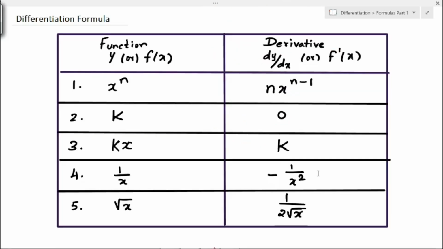Here we have learnt a few basic formulas of differentiation with simple examples. In my further videos, we will learn the remaining formulas of differentiation with examples.